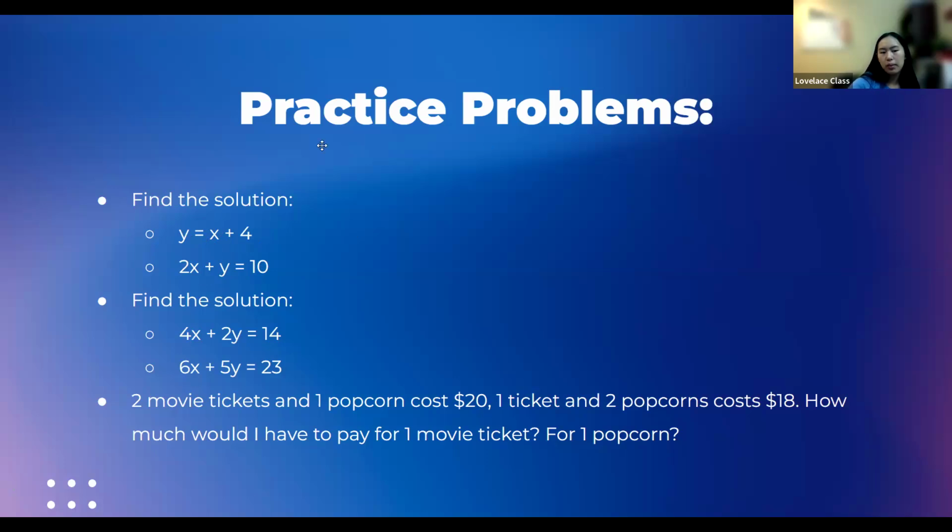Does anyone want to explain problem 2 or problem 3? If not, that's okay. I can just explain it, because we have time. Okay. So I will explain it.